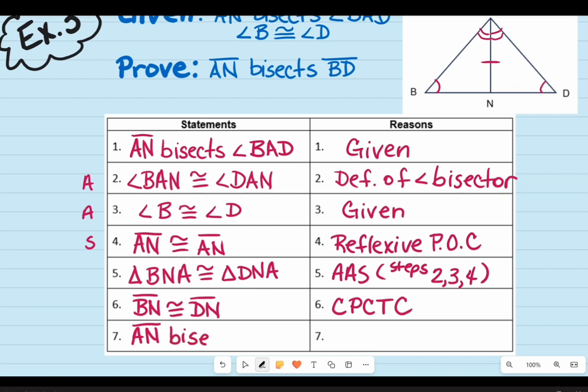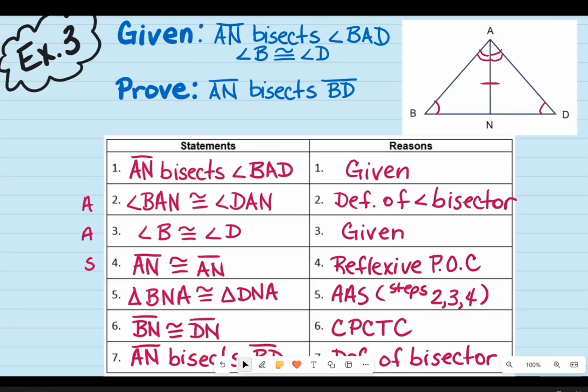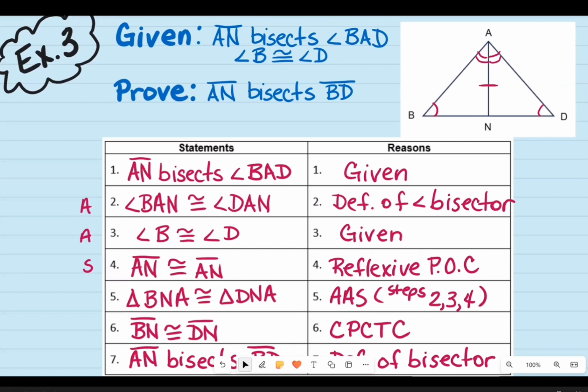Segment AN bisects segment BD. And how do I know that? Because again, the definition of a bisector. Remember, segment AN is the vertical line up and down, and it's bisecting the segment going across, segment BD.